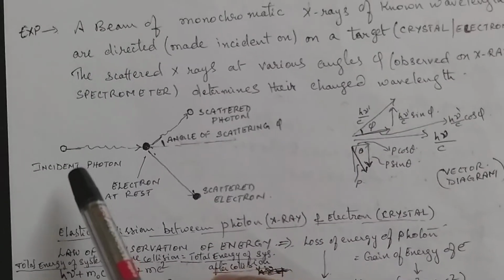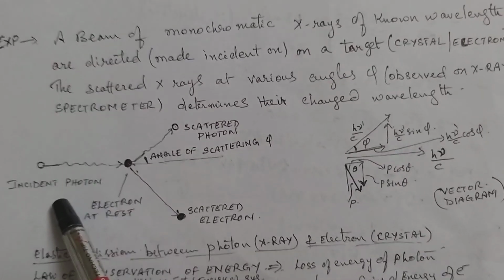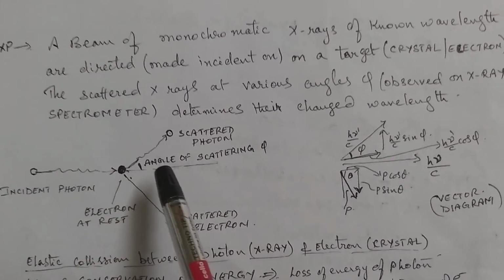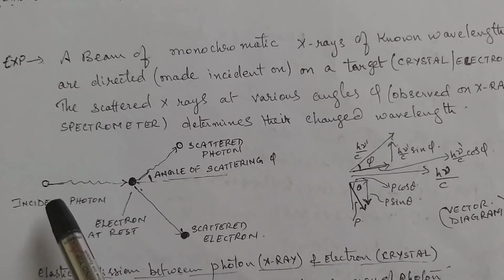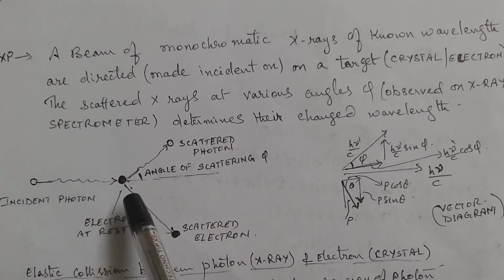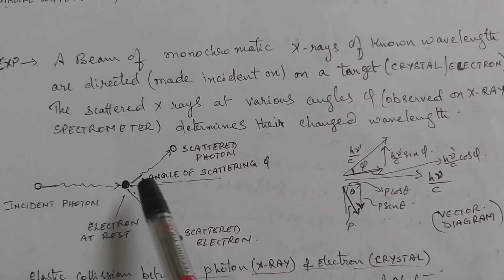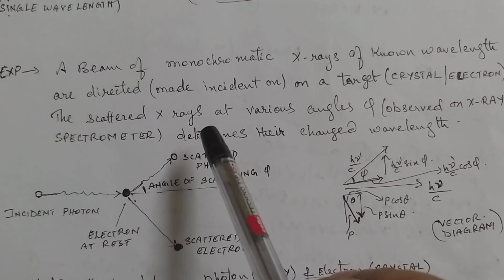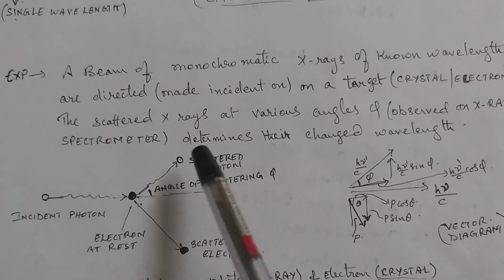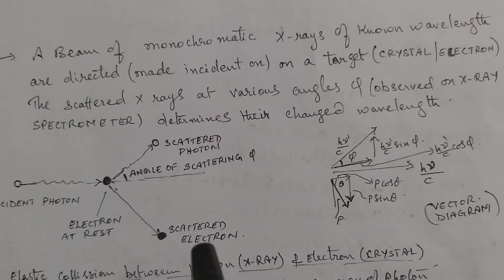Here a rough figure has been shown. This is the incident photon. It has no mass, only energy h nu. This is the electron inside the crystal. When the photon strikes the electron, an elastic collision takes place. Part of the photon energy is given to the electron, the photon gets scattered with a frequency nu dashed, and the electron goes in a different direction.